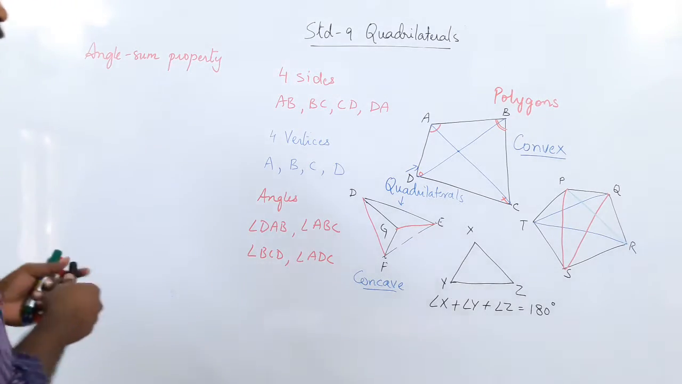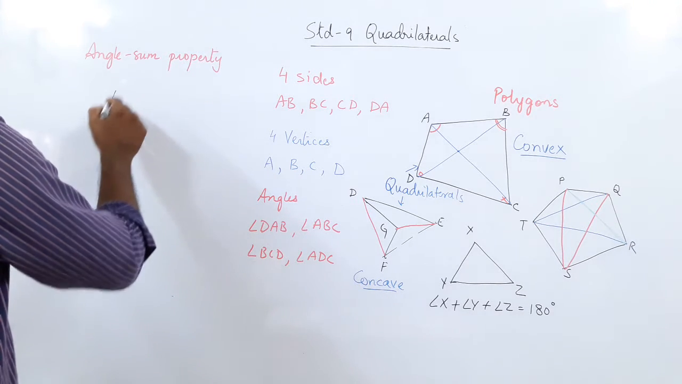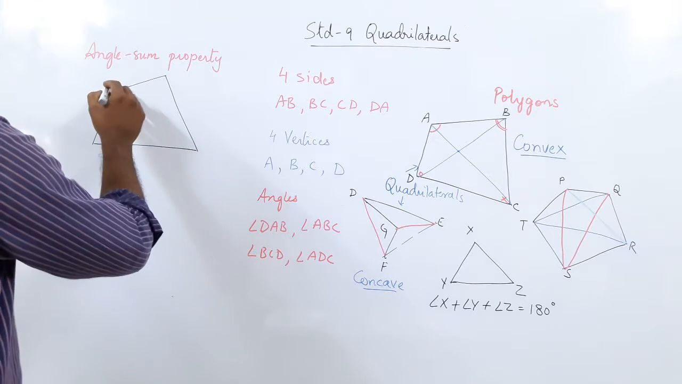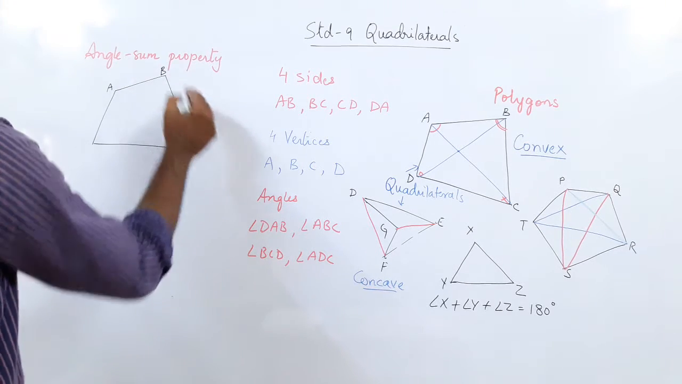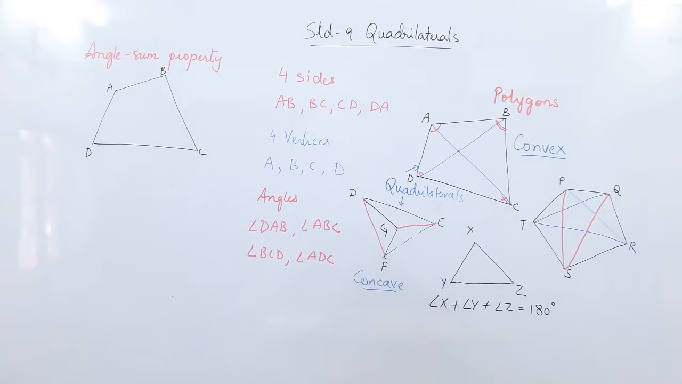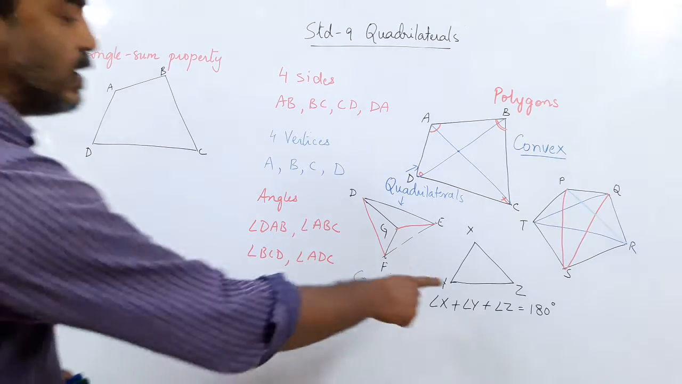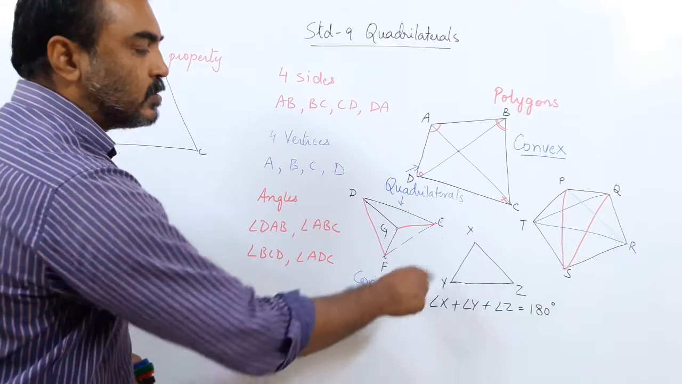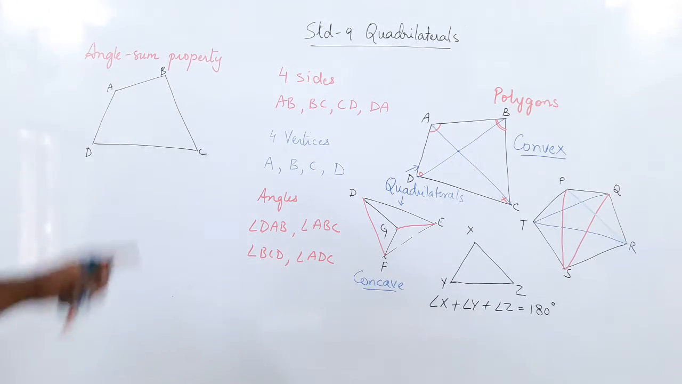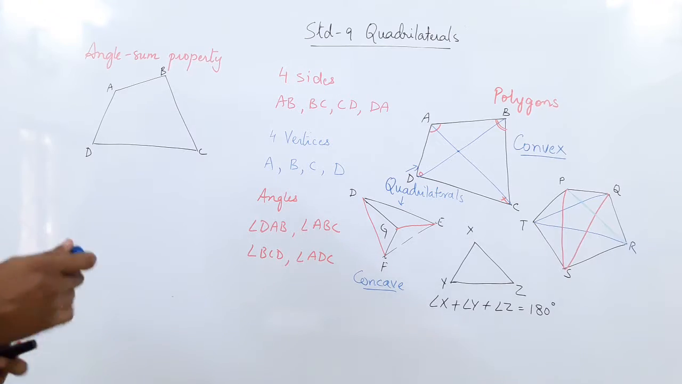Now we are going to look at the angle sum property for a quadrilateral. Write the same name ABCD, and we have to find out what is the angle sum property for a quadrilateral. For a triangle, what was the angle sum property? The sum of the three angles of a triangle gives us 180 degree. Now we move here. Okay.